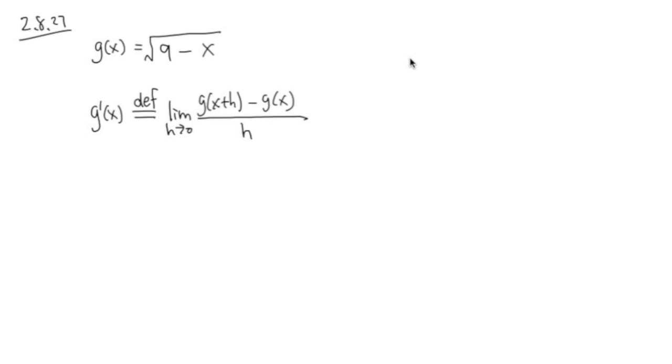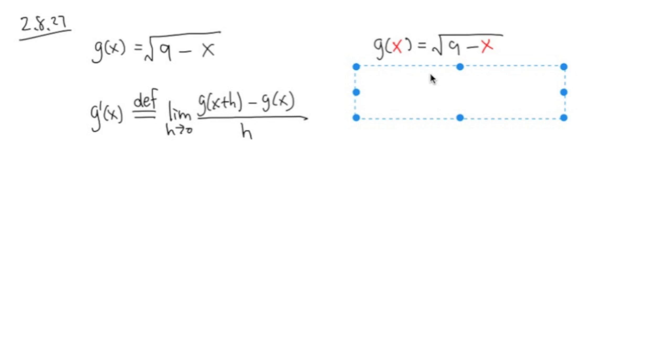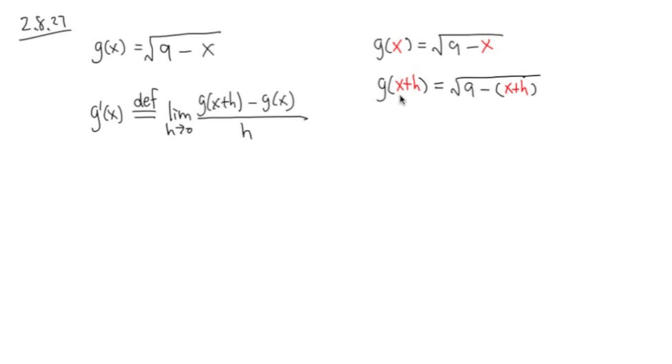Be really careful with the setup. We know that g of x is equal to square root of 9 minus x. So that will go here in a minute. But to figure out g of x plus h, what we need to do is just plug x plus h into this x right here in red. And it's going to be g of x plus h is equal to square root of 9 minus. Let's open the parentheses and then plug x plus h into that x right here. So this is how it's going to look.